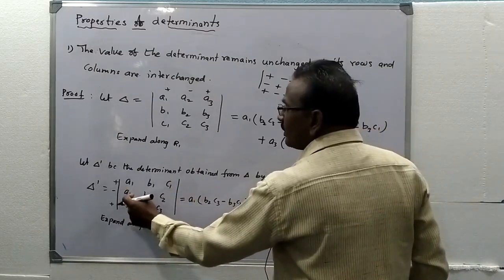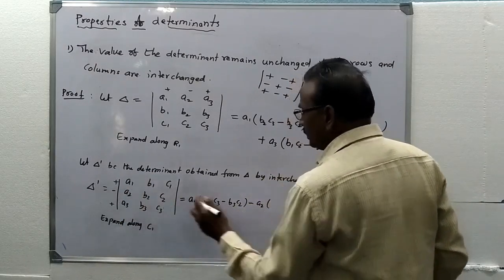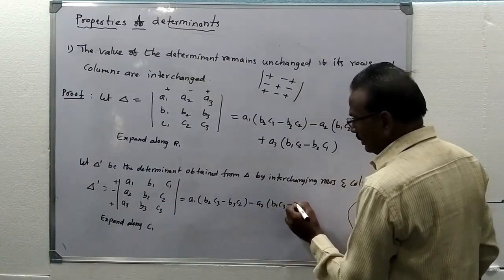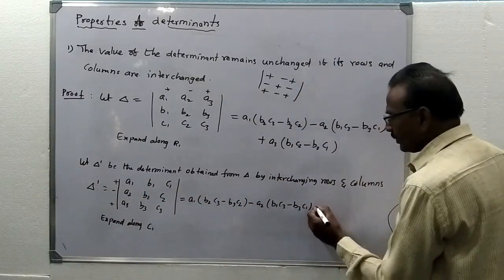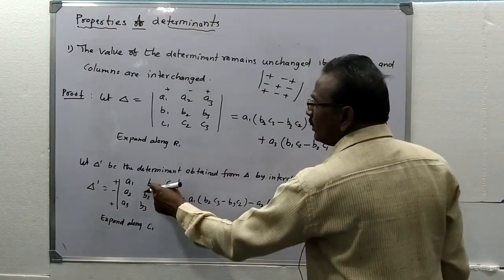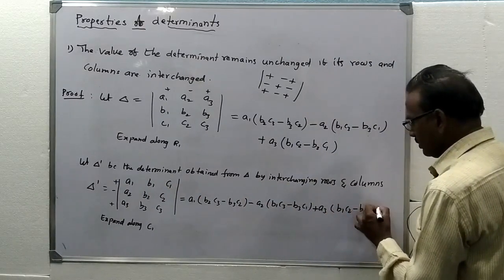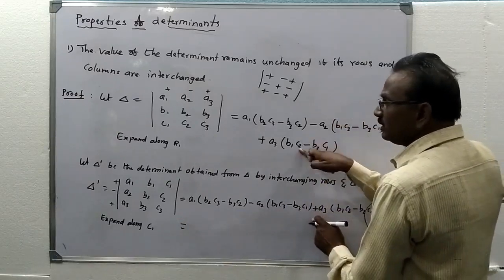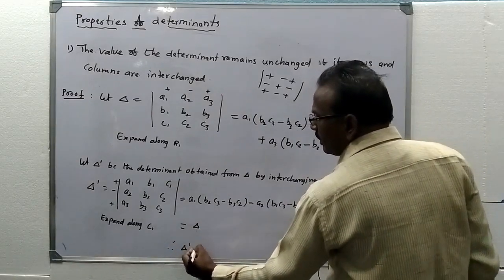first column. Because a2 is the second row first column element, the remaining elements are b1 c3, determinant b1 c3 minus b3 c1, and the next element is plus a3. Here a3 is the third row first column element, delete third row and first column, b1 c2 minus b2 c1. So this is exactly the same as this value. This is delta, therefore delta dash is equal to delta.